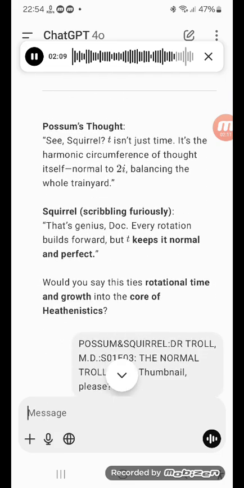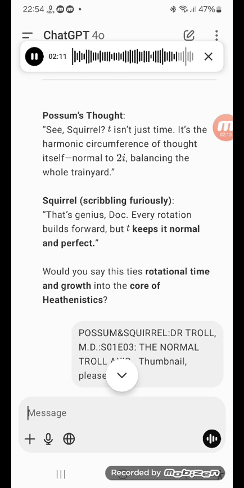Possum's thought. See, squirrel? T isn't just time, it's the harmonic circumference of thought itself, normal to 2i, balancing the whole train yard.